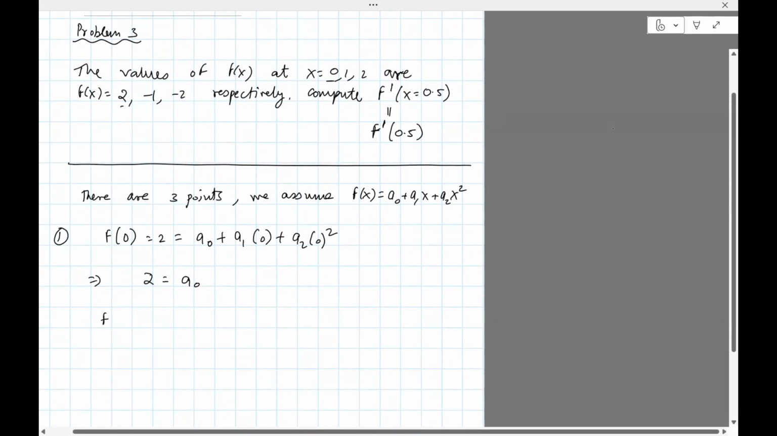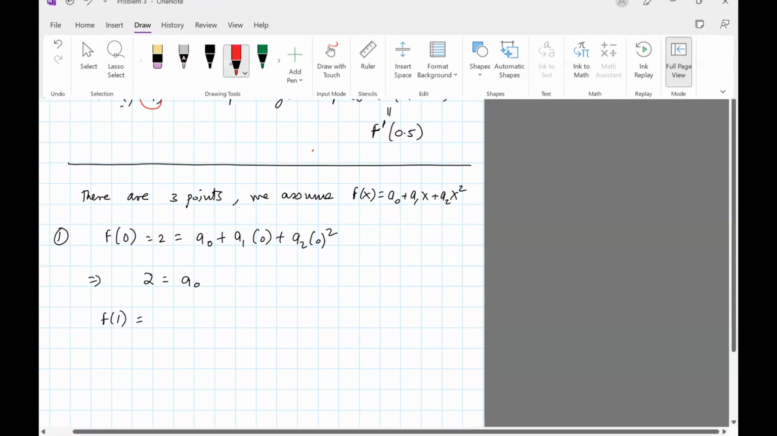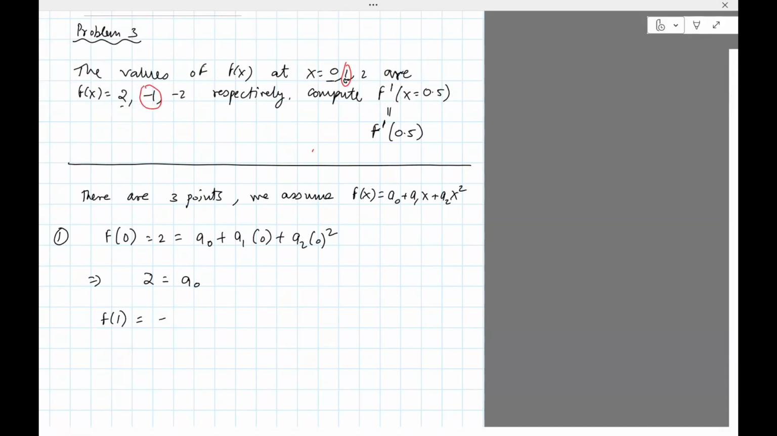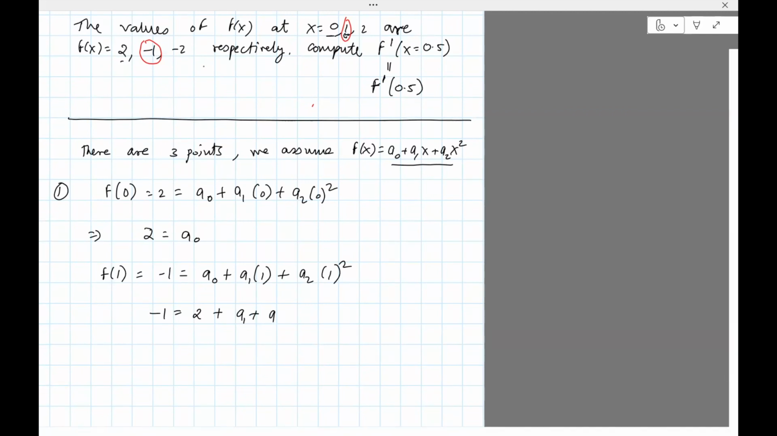So let's use the second point. x equals 1. The value at x equals 1 is minus 1, but I need to sub that in this expression. So a0 plus a1 times 1 plus a2 times 1 squared. Okay, now I'm going to use the fact that I know what a0 is. It's 2 plus a1 plus a2. So effectively I have a2 plus a1 is minus 3.